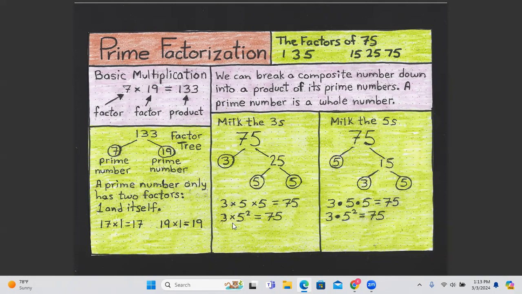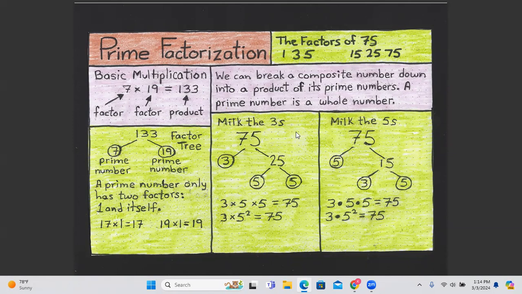And what we're going to do today, we're going to break 75 down into its prime factors by milking out the 3's. And then in this case, we're going to milk out the 5's to arrive at the same prime factors. But before we do that, let's take a look at the factors of 75, which are 1, 3, 5, 15, 25, and 75. They are factors because we know that 1 times 75 gives us 75. 3 times 25 gives us 75, and 5 times 15 will give us 75.